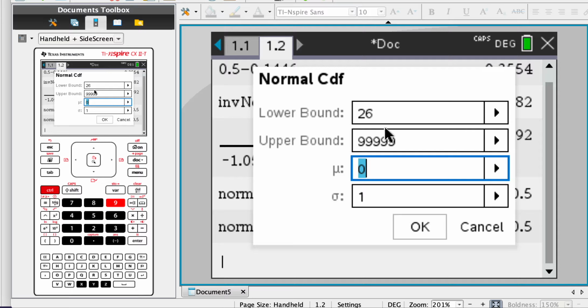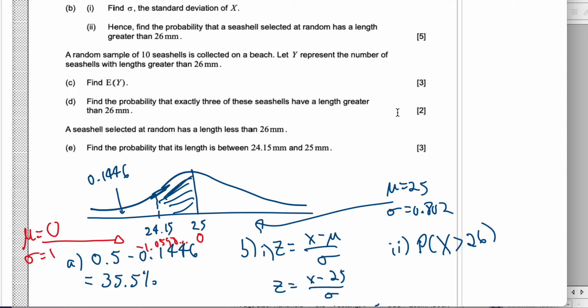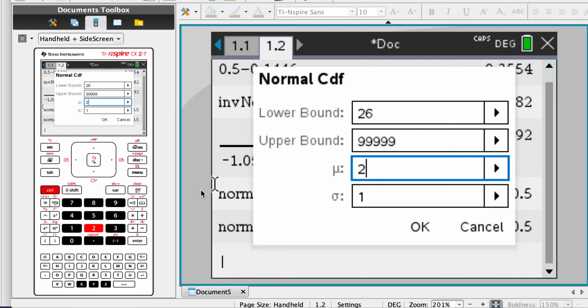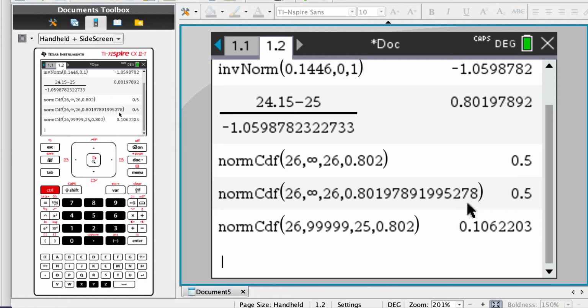The mean was, oh, of course, 26 gave me 50%. The mean was 25. I must have put that as 26 if it was giving me 50%. So I think that's where my mistake may have been. 0.802. Okay, so that makes more sense. I should have just seen it right here. I accidentally put 26 both times, so of course that's 50%. Anyways, this is the value.